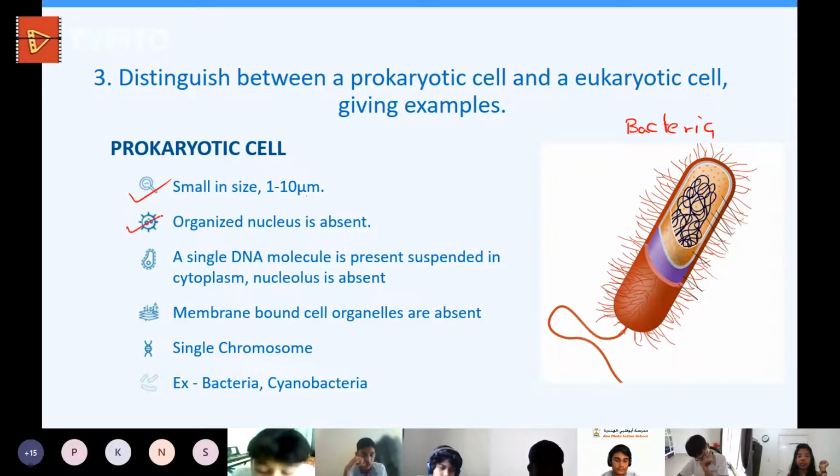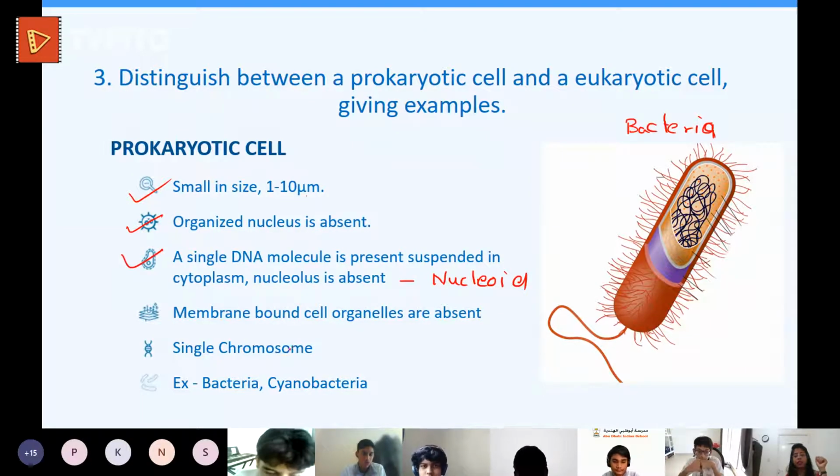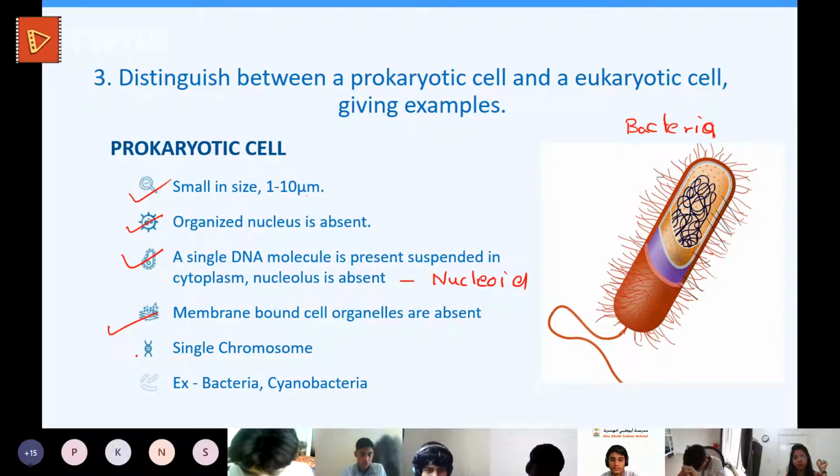And here the proper nucleus is not present. Proper nucleus means nuclear membrane is not there, nucleolus is not there. But they contain some kind of DNA or RNA molecule which is scattered in the cytoplasm, and that scattered DNA is called nucleoid. And they don't have any cell organelle. You cannot see mitochondria, Golgi body, endoplasmic reticulum. They don't have these well-defined cell organelles. And there is only one chromosome, just one chromosome.